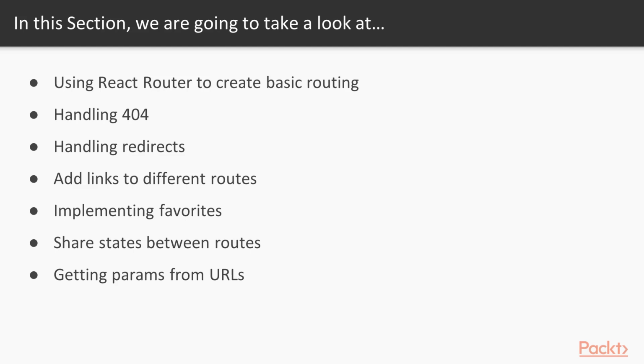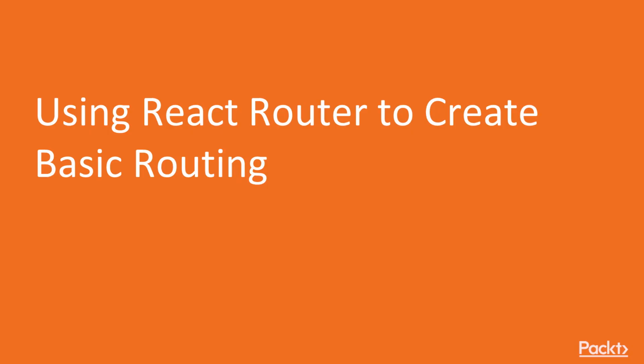to navigate through the different pages inside our application, to then jump on talking about how to share a state between two different routes. At the end, we're going to talk about how to get data from the page URL to start creating more dynamic routes. So let's start talking about React Router and how to create a basic routing system.